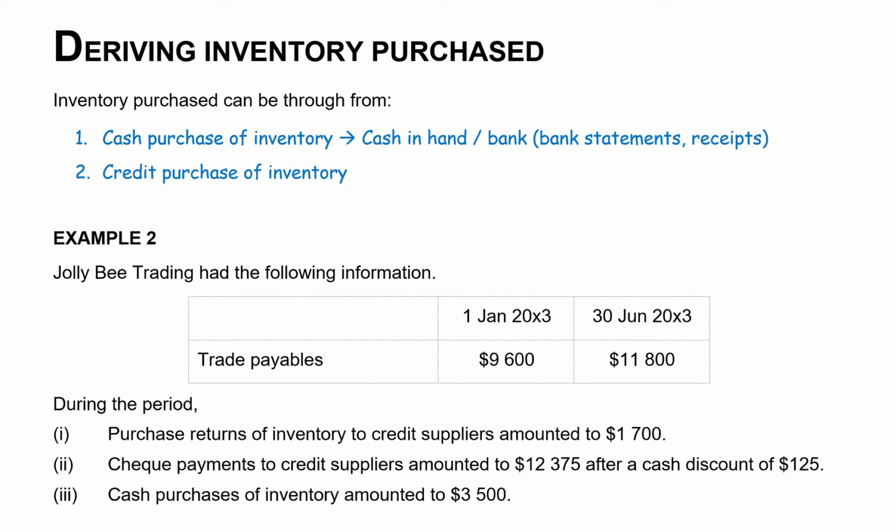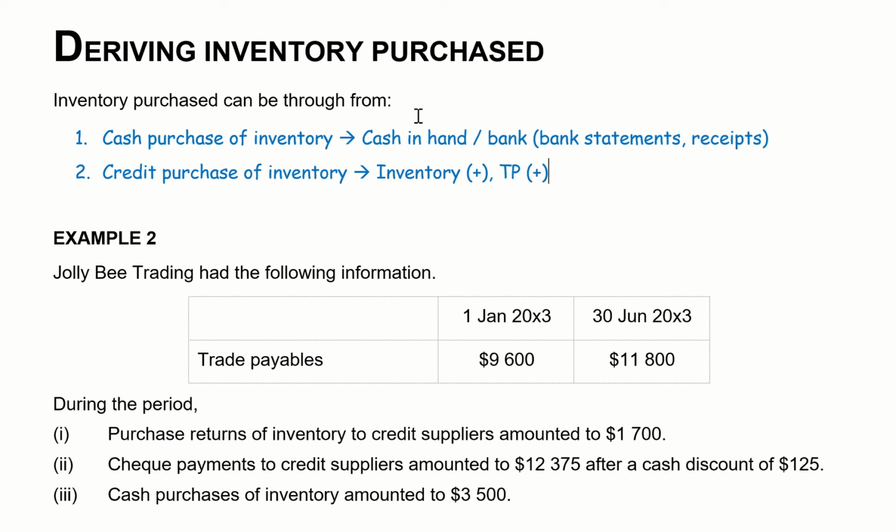Now, what if you purchase your inventory and you took your inventory but you haven't paid your supplier yet? That is called a credit purchase of inventory. What is the double entry? When you buy your inventory and took it without paying, the double entry you will record is inventory increase. The other account that you will record is trade payable, which also increases.